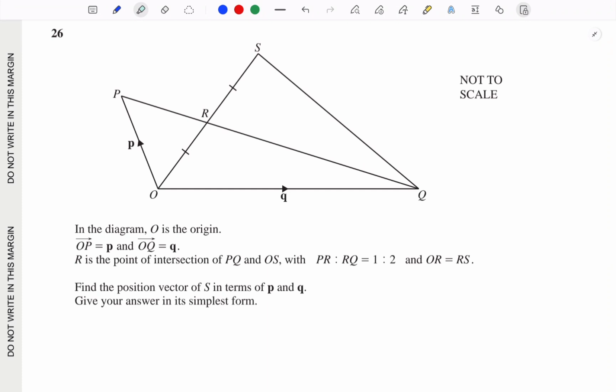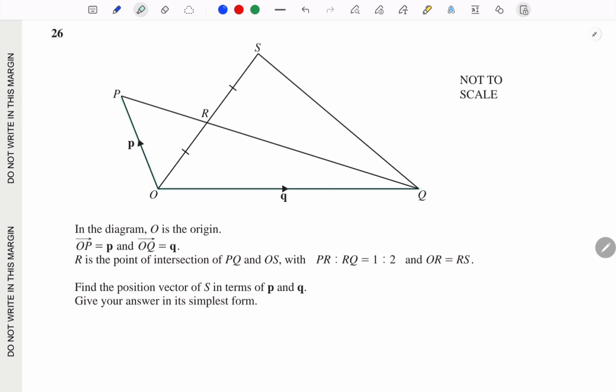Let's solve the next question now. In the diagram, O is the origin. OP vector is given as P. Okay, so this is our OP vector. This is given as P, and this is OQ. OQ vector is given as Q.